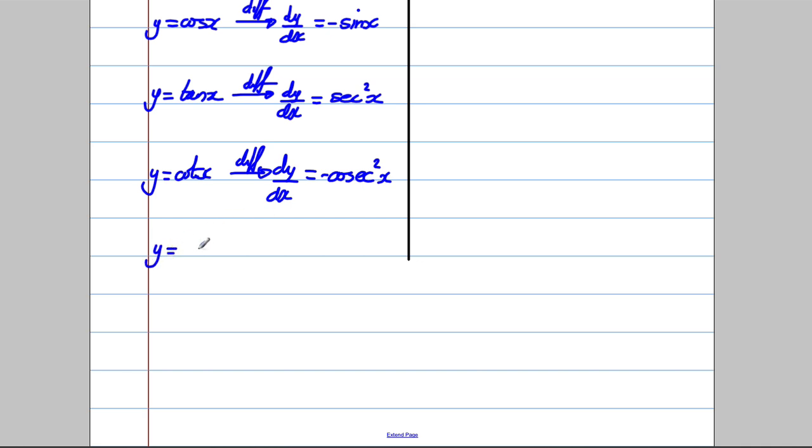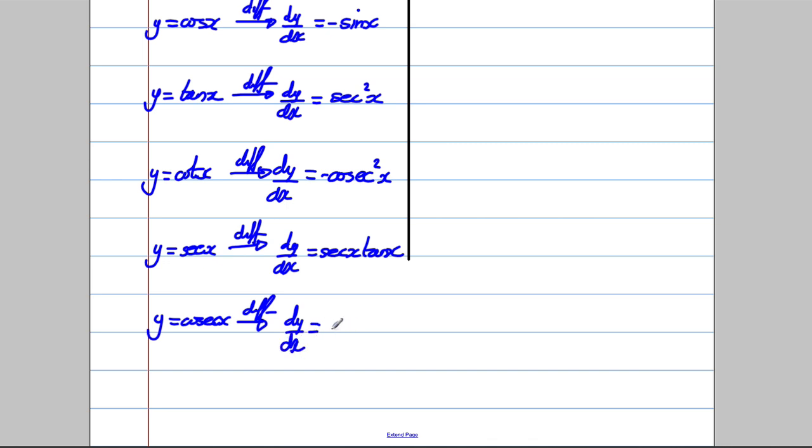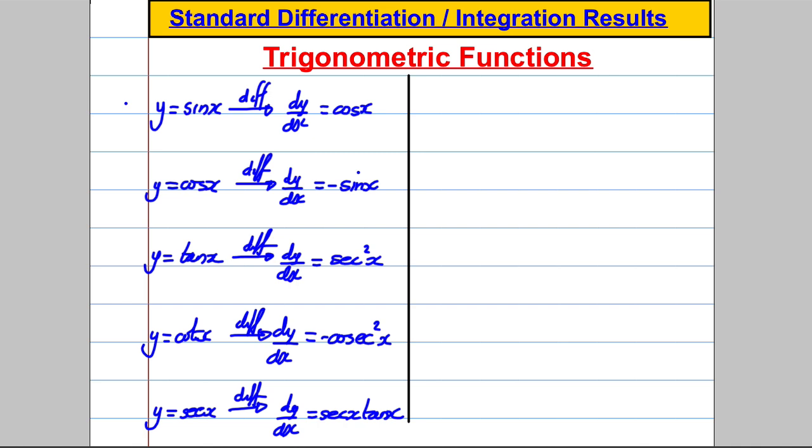And we had that when y was equal to sec x and we differentiated, we got that dy by dx was equal to sec x tan x. And lastly, when y was equal to cosec x and we differentiated, we got that dy by dx was equal to negative cosec x cot x. And they were all the results that we were expected to know for differentiation. So let's try and generalize the rules going backwards.